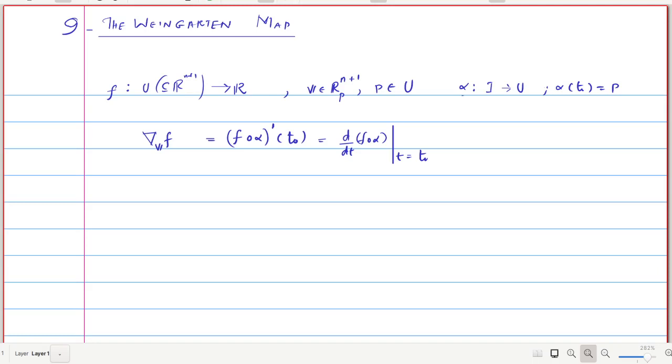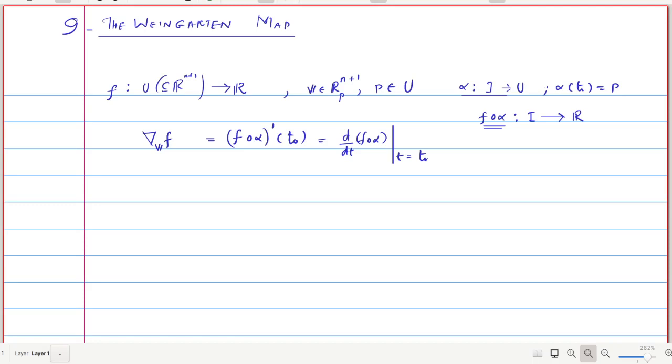We know that since alpha is a function from I to U and f is a function from U to R, then f composition alpha is a function from the domain of alpha to the codomain of f, which is R. So this f composition alpha is a usual function from an open interval to R. Now this derivative of f composition alpha is the usual derivative.